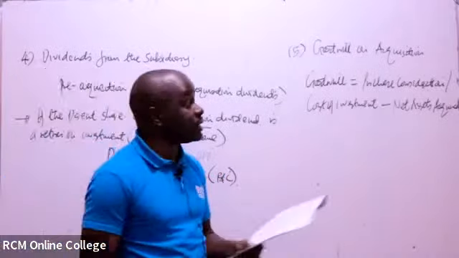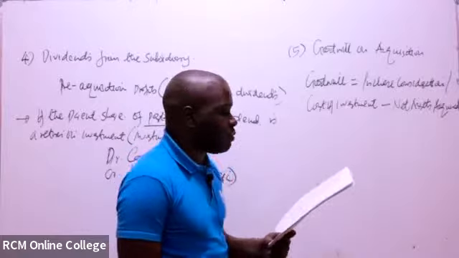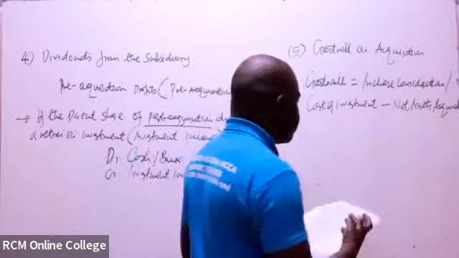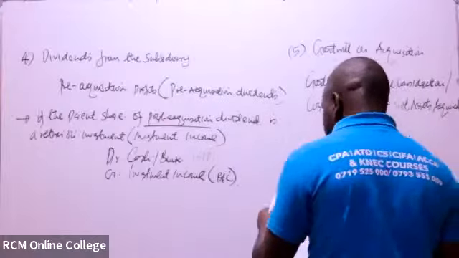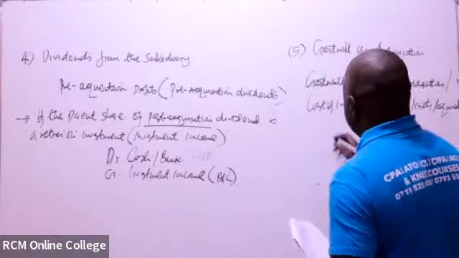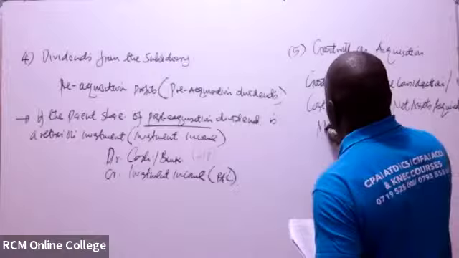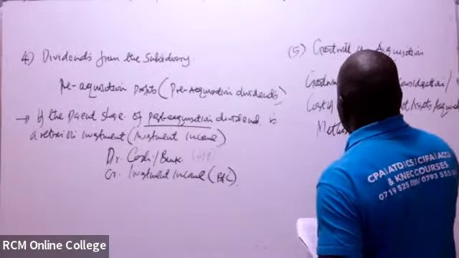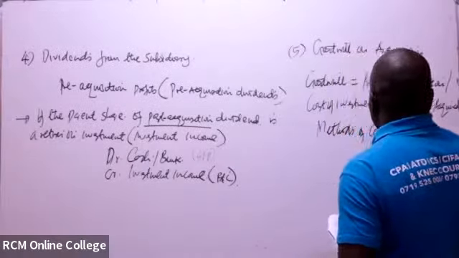So this is the general formula. You can now write methods of computing goodwill.